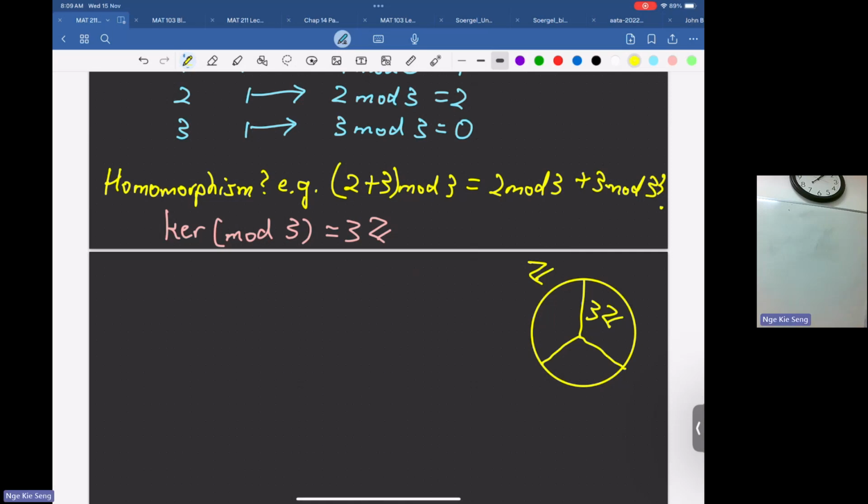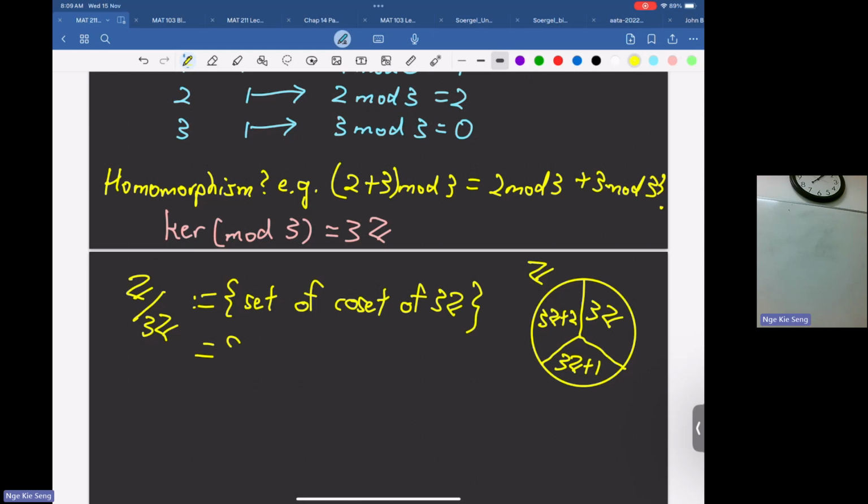This one I think you cannot use the Lagrange theorem, because at least two things are infinite. So how many? We have 3Z plus 1 and 3Z plus 2. Plus 3, then you go back to the same equivalence class. And this is normal, right? What can I do? I can take Z quotient by 3Z. What are these? These are the set of cosets of 3Z. So in this case, we have 3Z, 3Z plus 1, and 3Z plus 2.